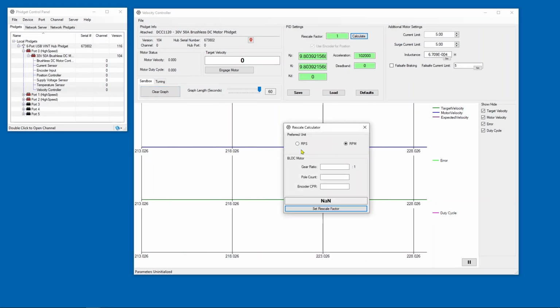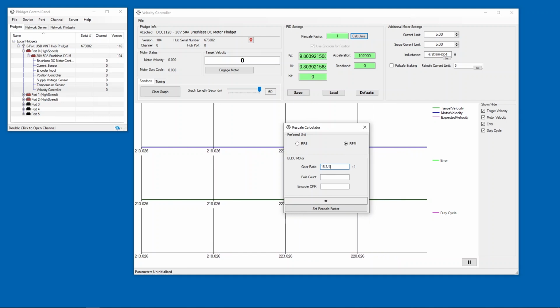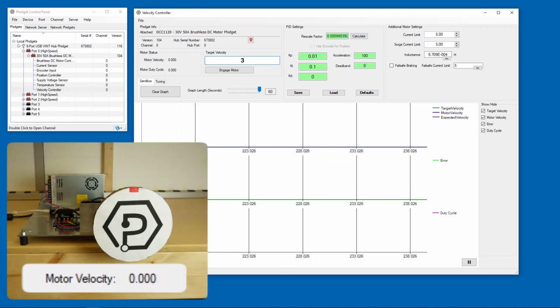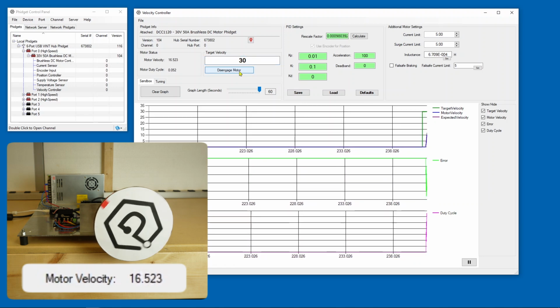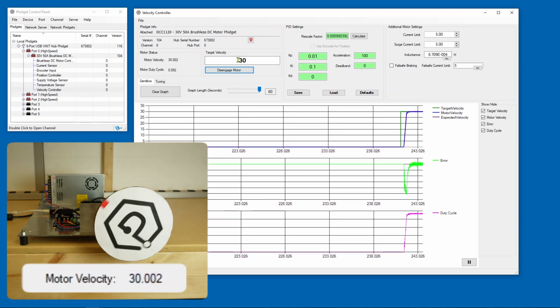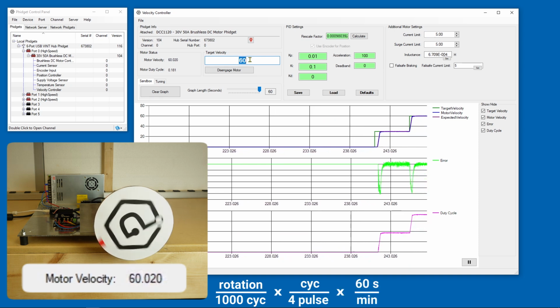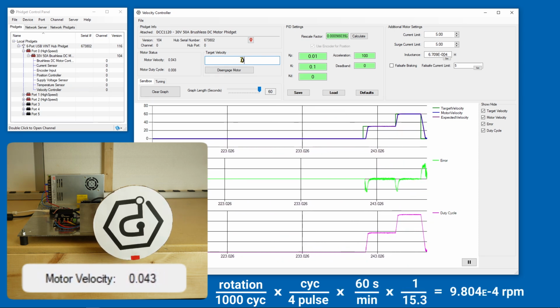In velocity controller mode, you can use the same technique to rescale velocity in RPM. The manual calculation is similar to the previous example. 1000 cycles per rotation, 4 pulses per cycle, 60 seconds per minute, and then divide by the gearbox ratio.